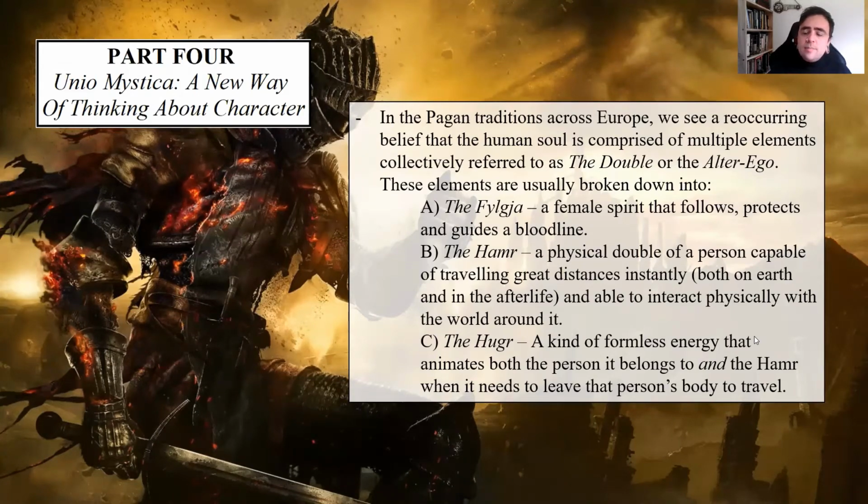Now, these elements are usually broken down into, and this is the Germanic version here, the Fylgja, which is a female spirit that follows, protects, and guides a bloodline, the Hammer, a physical double of a person capable of traveling great distances instantly, and this is both on Earth and into the other world of the afterlife. They're also able to interact physically with the world around them. And then lastly, the Huga, and this is a kind of formless energy that animates both the person it belongs to and the Hammer when it needs to leave the person's body to travel.